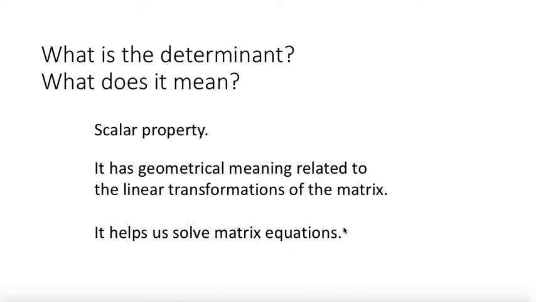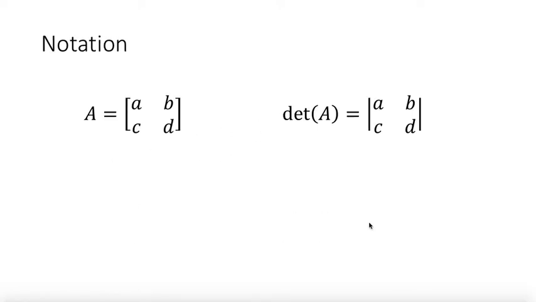The most important thing for us is that it helps us solve matrix equations. So it's a scalar property, a single number, and it helps us solve matrix equations. The notation we use for matrix A, a capital letter matrix, the determinant, we use det A, and it's with the absolute value signs, right? Those bars, rather than brackets, it's bars. Absolute value signs.